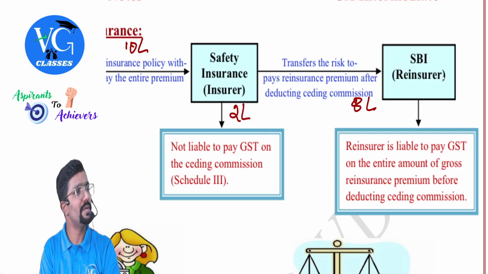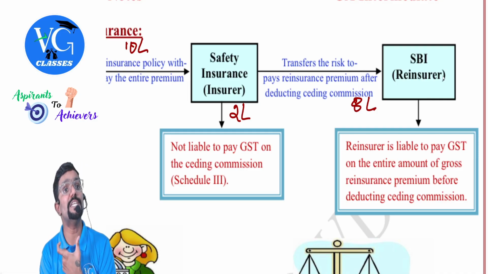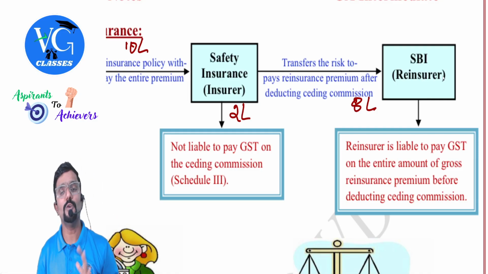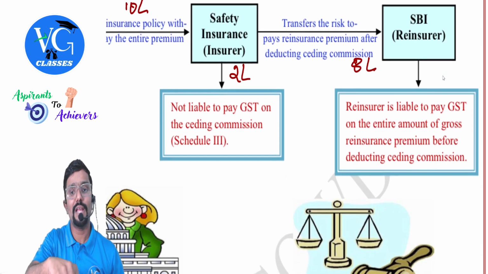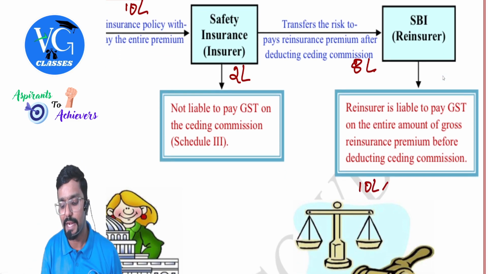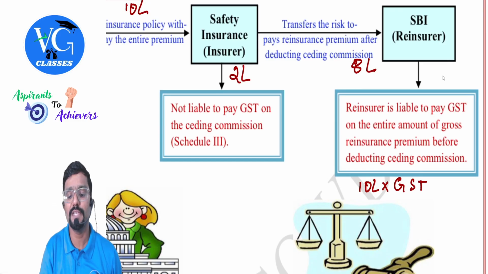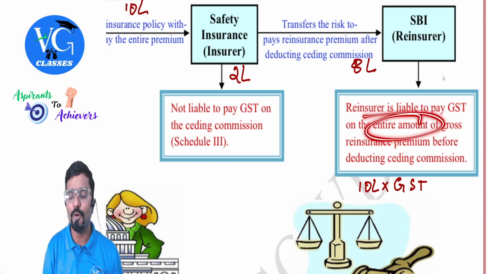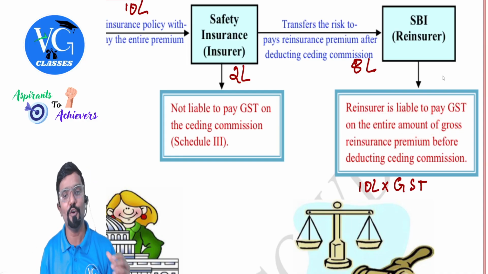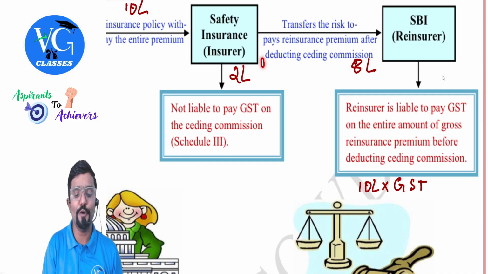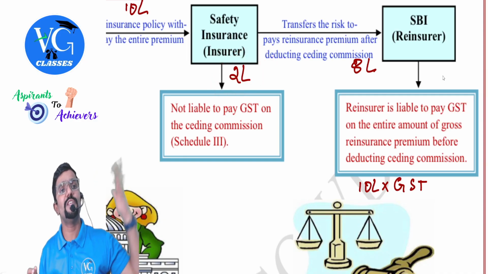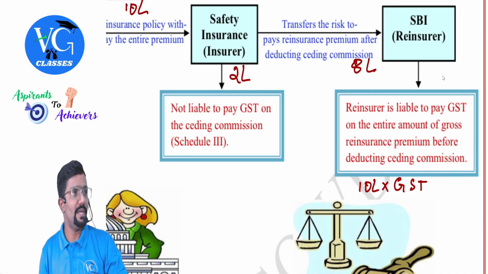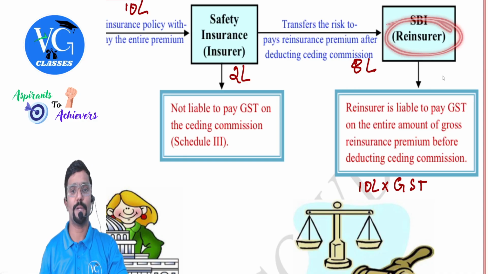Remaining 8 lakh they are giving to whom? SBI. What do we call SBI as? Reinsurer. What do we call Safety Insurance as? Insurer. Okay. Now who should pay GST on what? Reinsurer has to pay GST on the entire 10 lakh, guys. You can see this point. Reinsurer is liable to pay GST on the entire amount of gross reinsurance premium before deducting ceding commission. Means before deducting 2 lakh, what is the total premium which VG classes has paid? 10 lakh. On that, who is liable to pay GST? SBI, whom we call reinsurer.